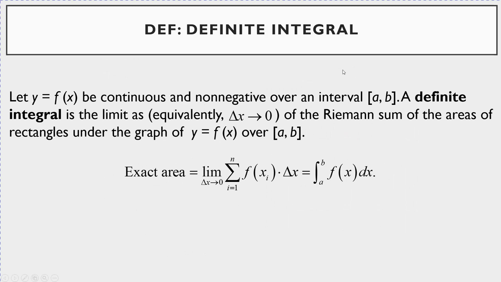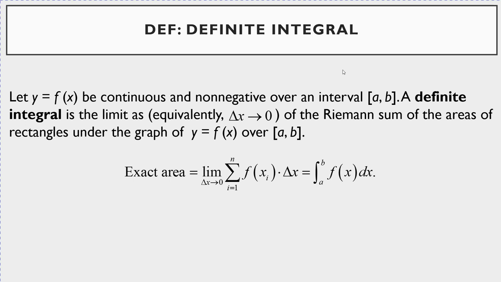What we want to do then is theoretically fit an infinite number of rectangles in there. To do that, you look at the limit as the width of those rectangles goes to 0. It gets smaller and smaller and smaller. So we're going to define what we call the definite integral.